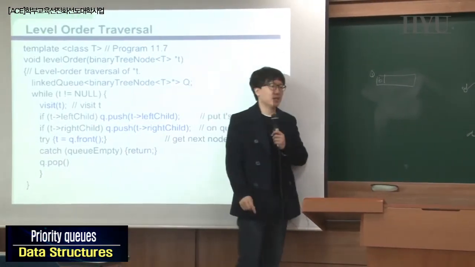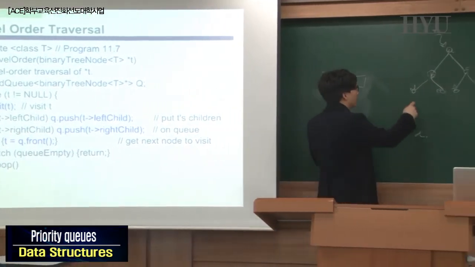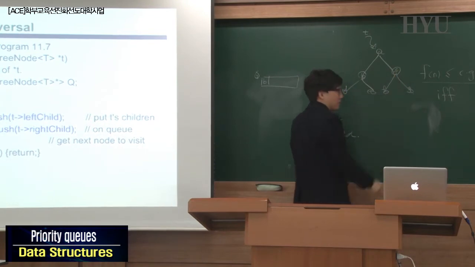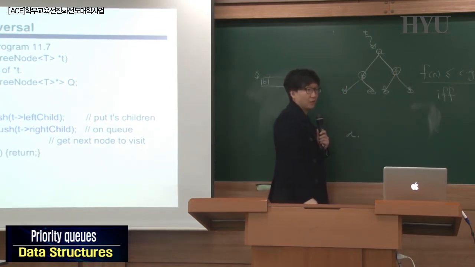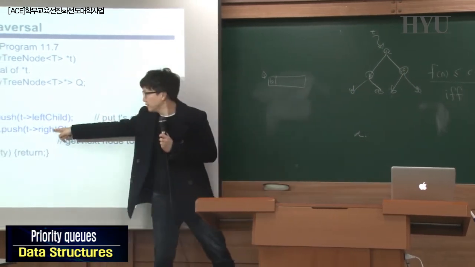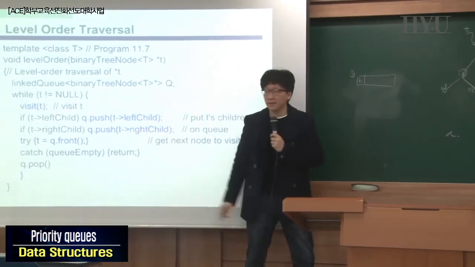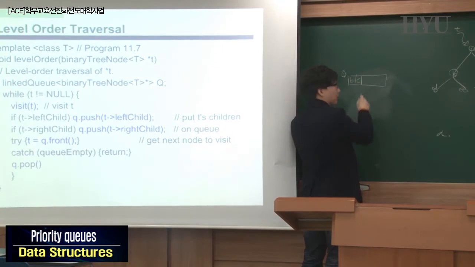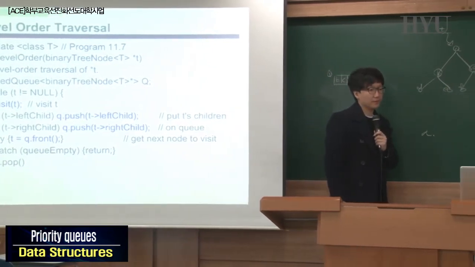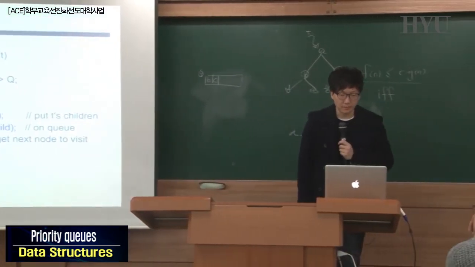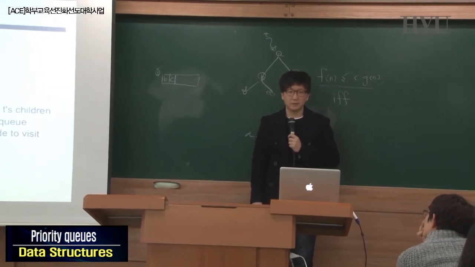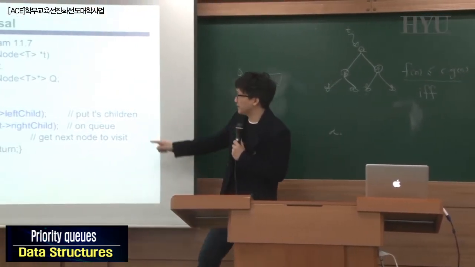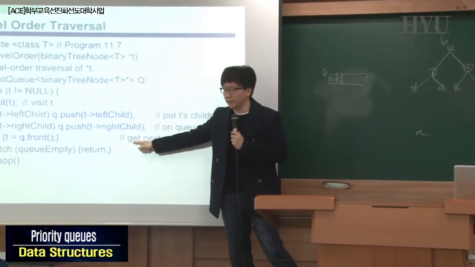If T's right child is not null, T's right child, I see that as C, so it's not null. So I can do this. If it's not null, then Q add right child. See? Am I on the right track? Okay. And then the next step is something doing something.